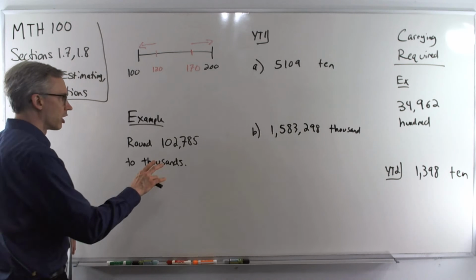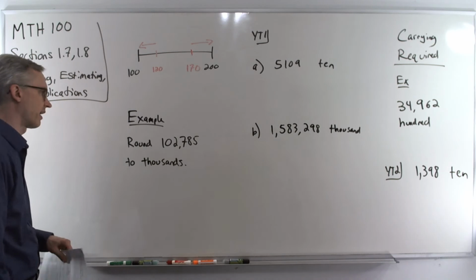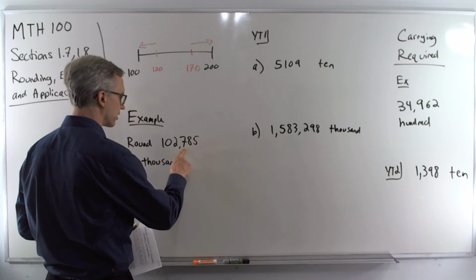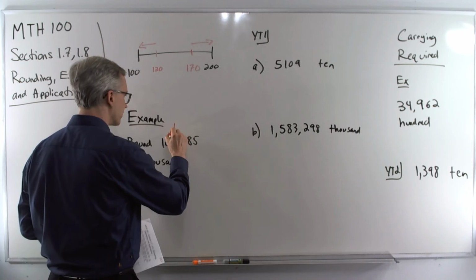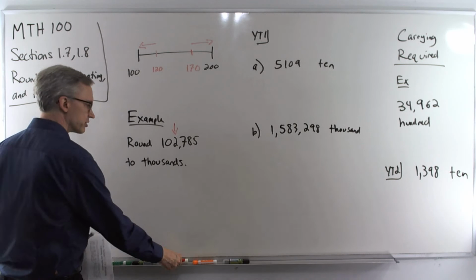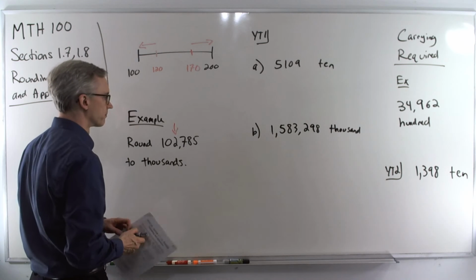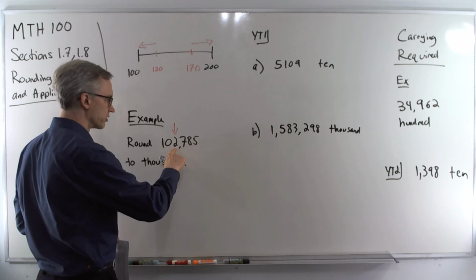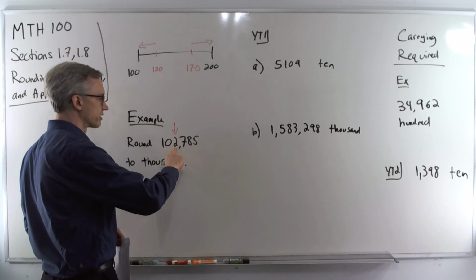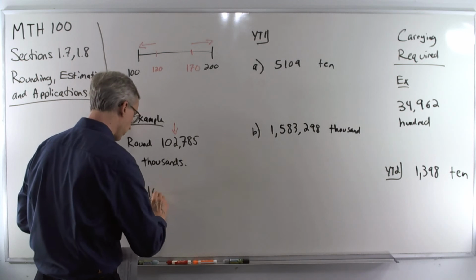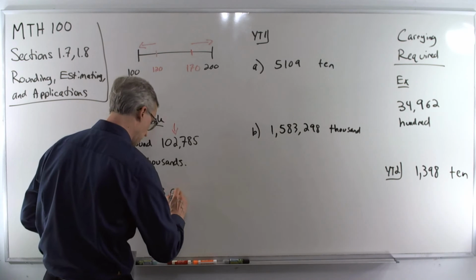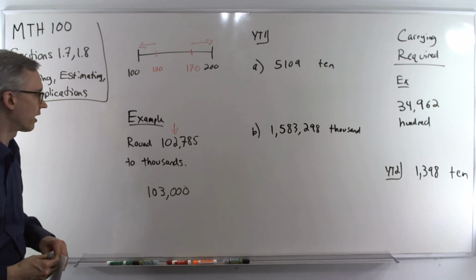Let's take a look at an example. We're going to round 102,785 to the thousands. First we identify the rounding digit. The places are ones, tens, hundreds, thousands, so the 2 is the rounding place. The decision digit is the one to the right, and we look at it to decide what to do with the 2. The 7 is 5 or greater, so we add 1 to the 2, and 2 turns into 3. So it's 103, and all the digits to the right of the rounding digit turn into zeros. The nearest thousand is 103,000.